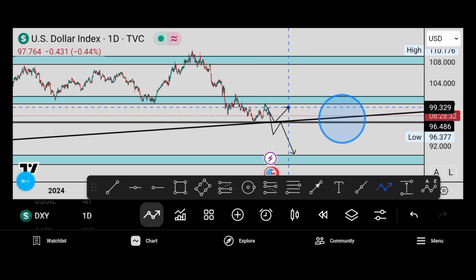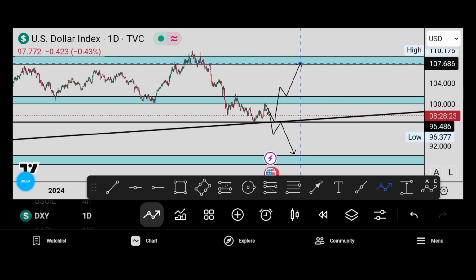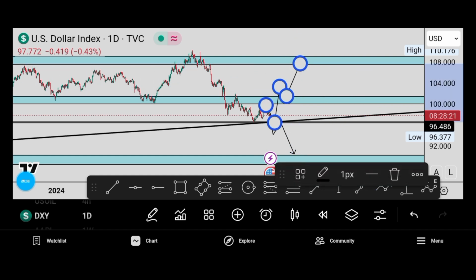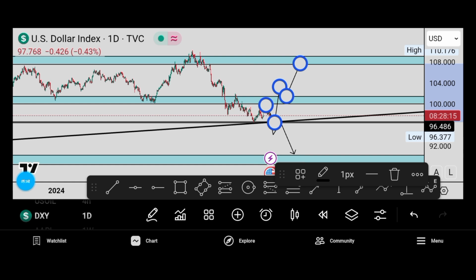So something like this from here. From here, then a break, then a retest, then this should be my next target. If this or this, any of them, I'll be buying from the market.